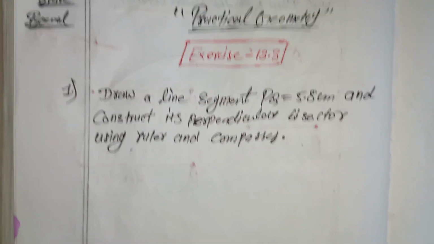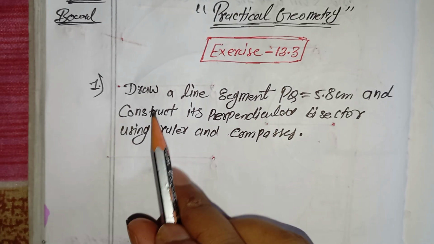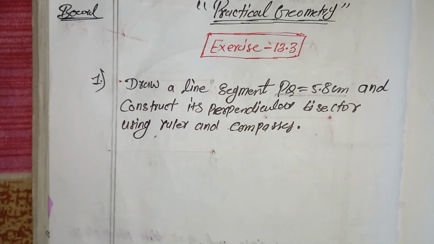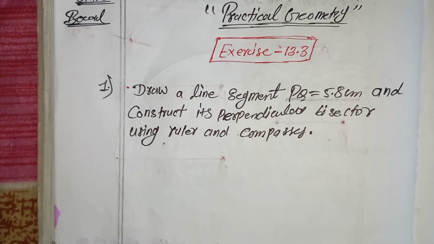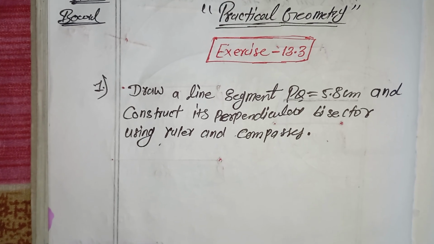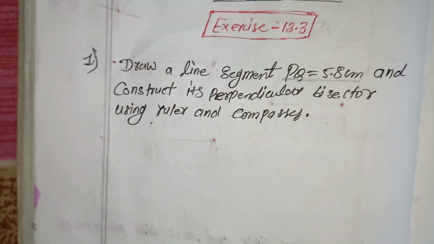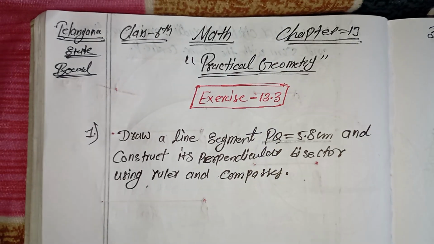Now, this question says to draw a line segment PQ of 5.8 centimeters. We have to create a line segment which is 5.8 centimeters. But where is the scale? I forgot. Just look at the scale. Is it there? Okay, so this is 5.8.